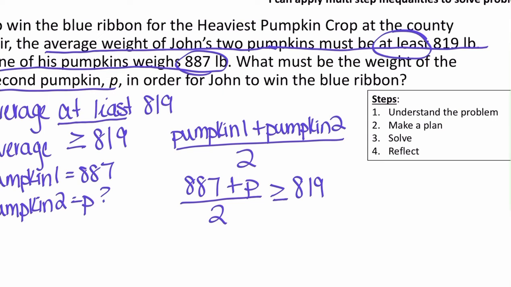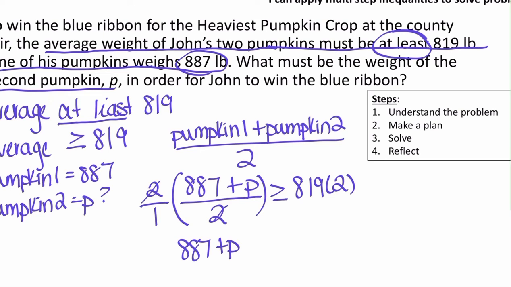We have an inequality where the entire left side is being divided by 2. So we're going to start off by undoing that divided by 2 and multiply both sides by 2. When I do that on the left, the 2 and 2 will cancel. So I have 887 plus P is greater than or equal to 819 times 2, which is 1638.